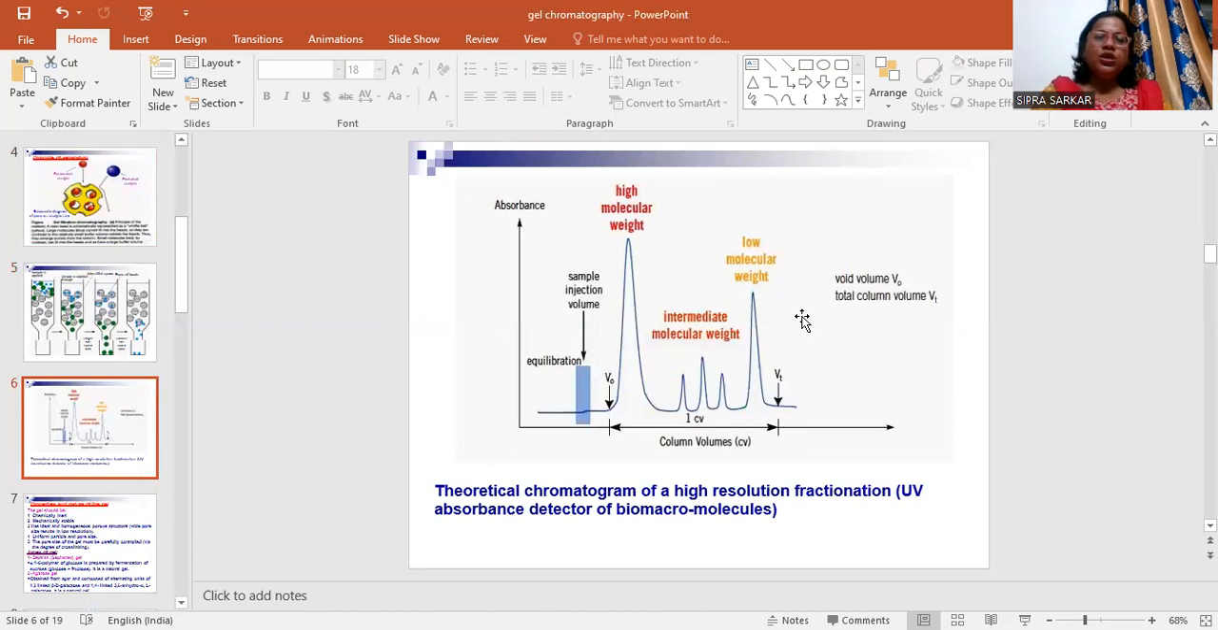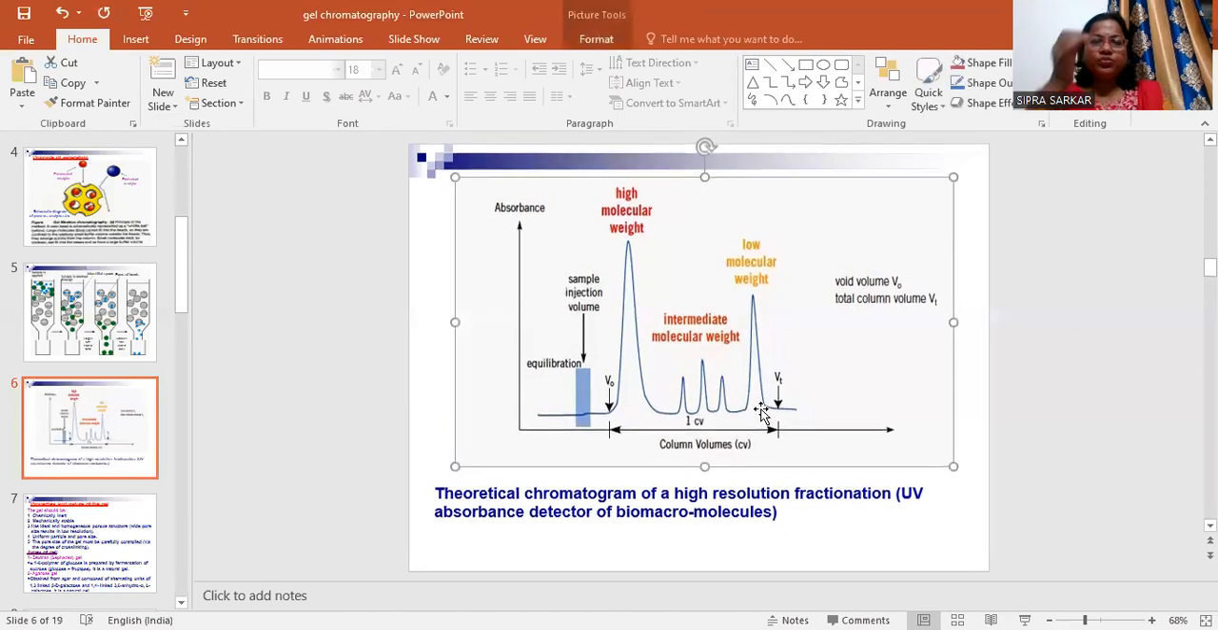So, if we plot the peaks, then we can see the sample injection volume. It will be coming into an equilibrium phase. Then the high molecular weight component will be eluted, and you can get the highest peak. Some intermediate peak you can get, that you can say the intermediate molecular weight will be there, okay, and the low molecular weight component will be eluted later on.